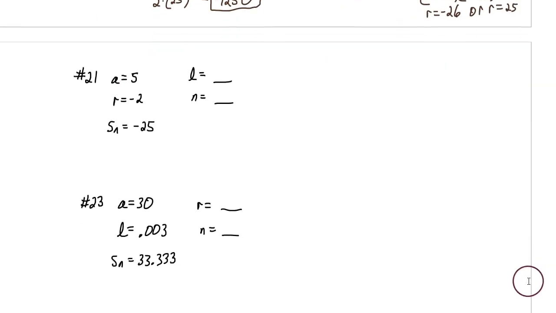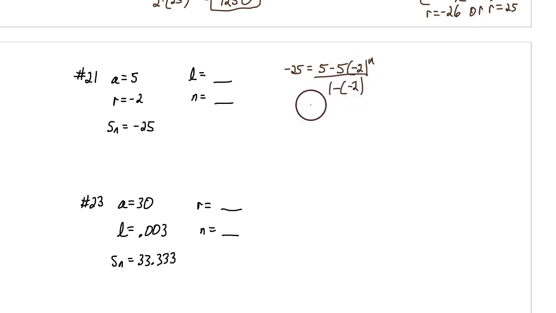Next, number 21. This time we want to find L and find n. Let's use our sum formula again. So negative 25 is equal to 5 minus 5 times r to the n power divided by 1 minus the r. Now let's solve this for n.